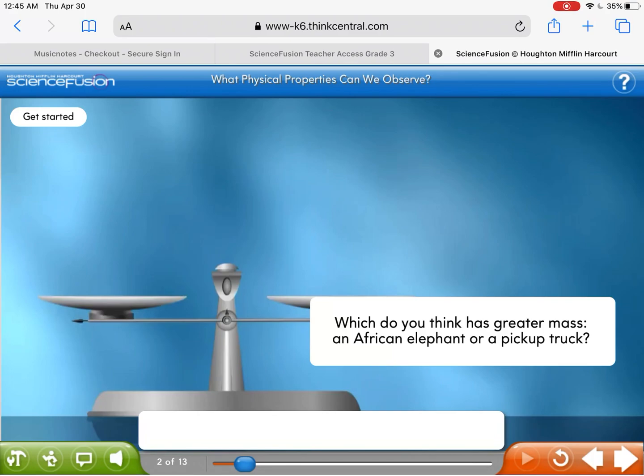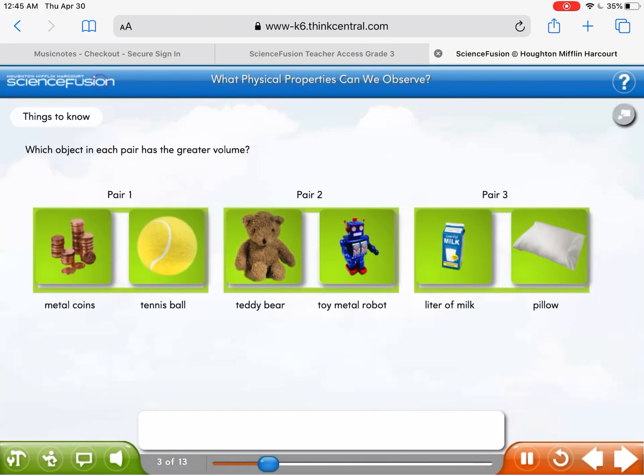This slide does not work. I've tried it like 7 times. It just doesn't want to work. So if you would like to do some research, be my guest, because it's asking us, which do you think has a greater mass, an African elephant or a pickup truck? So you can figure out how much both of those weigh, because that's the mass of them, and let me know what you figure out, or just tell me your guess if you want. I would like to hear what you figure out.